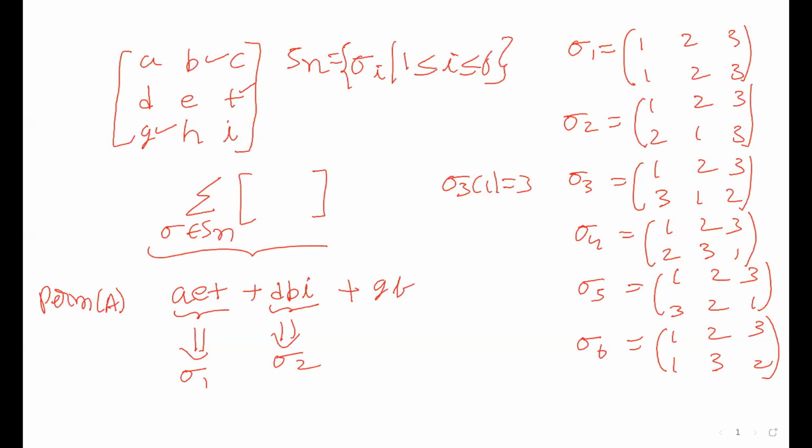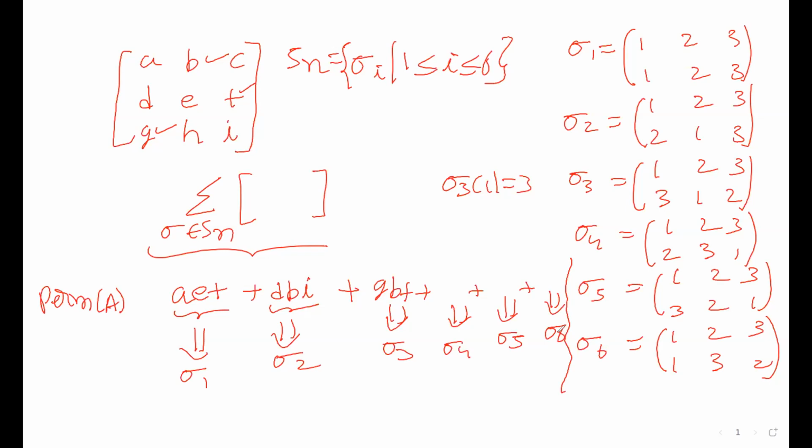Are you following me? This is contributed by 3. Similarly, this product will be contributed by permutation 4, this by permutation 5, and this by permutation 6. So this is the definition of the permanent.